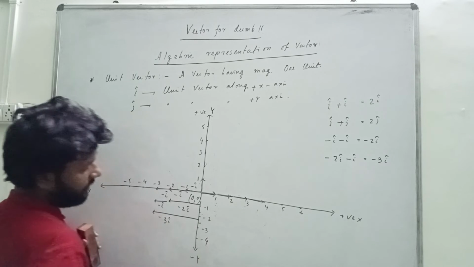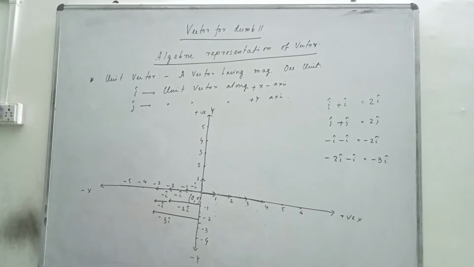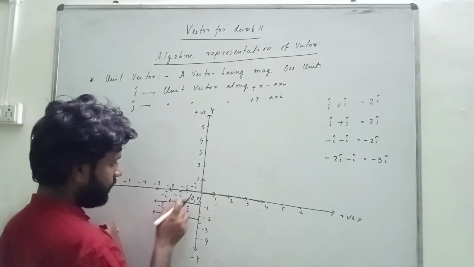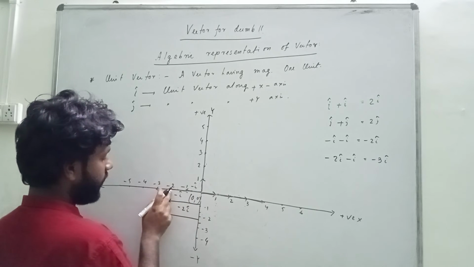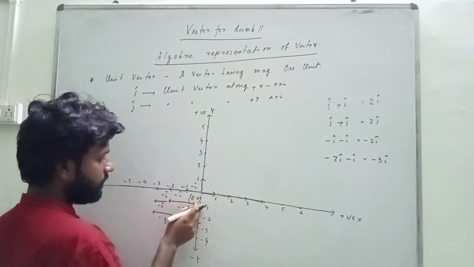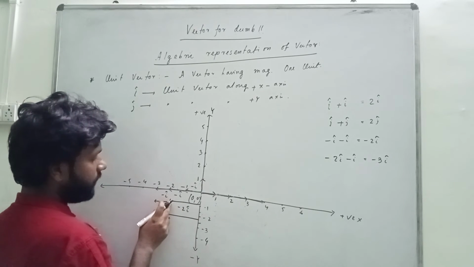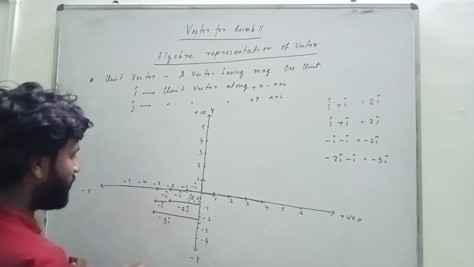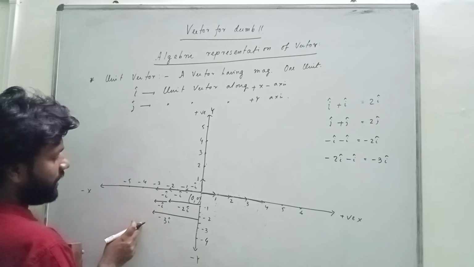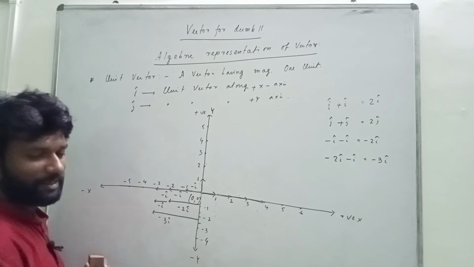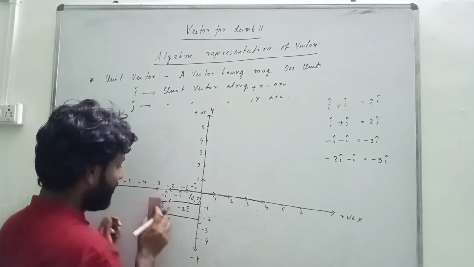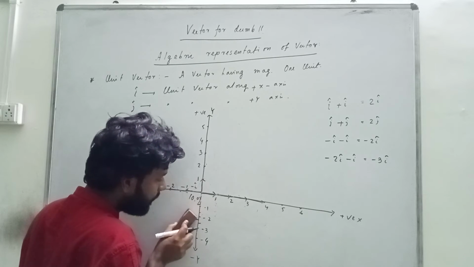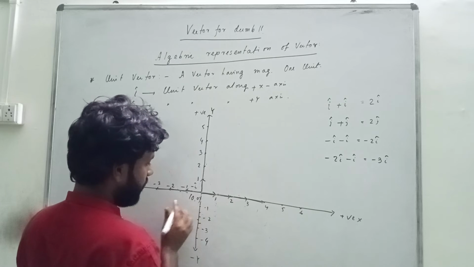The similar thing will happen on the negative axis. Okay, just erase this. It is a minus i cap, a minus i cap, a minus i cap. So from here to there it is minus 2 i cap, from here to there minus 3 i cap, from here to there minus 4 i cap, and minus 5 i cap, and so on. Okay, and a similar thing will happen if you consider the minus j cap, right?